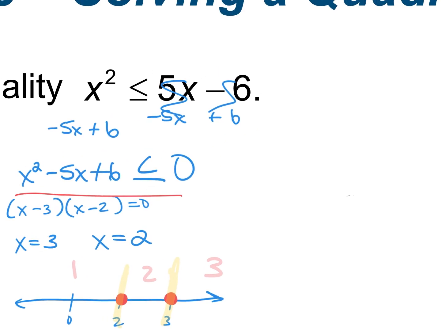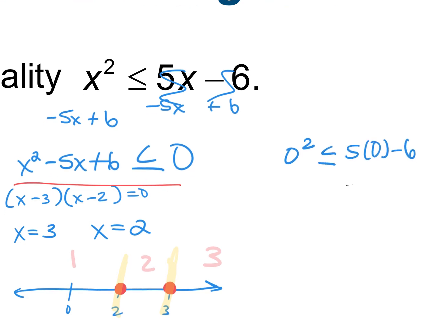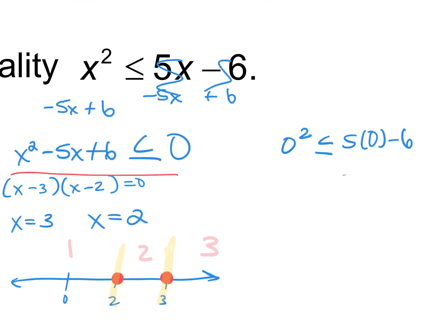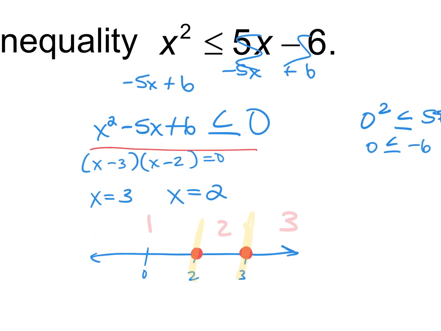Put it into your original. 0 squared less than or equal to 5 times 0 minus 6. Well, what's 0 squared? 0. Is that less than or equal to, what's 5 times 0? 0. Minus 6. Is 0 less than or equal to negative 6? No. Okay, so this section does not work.